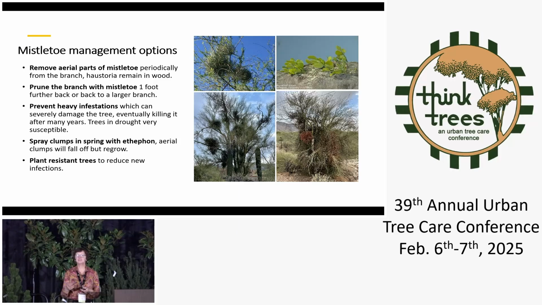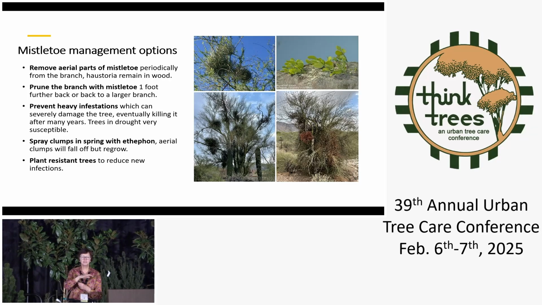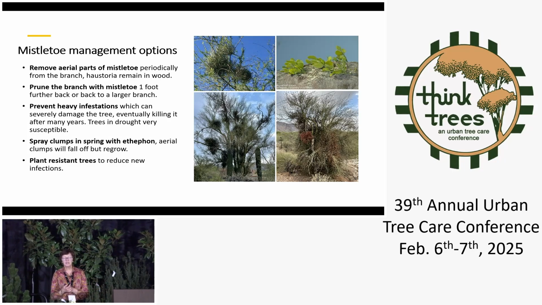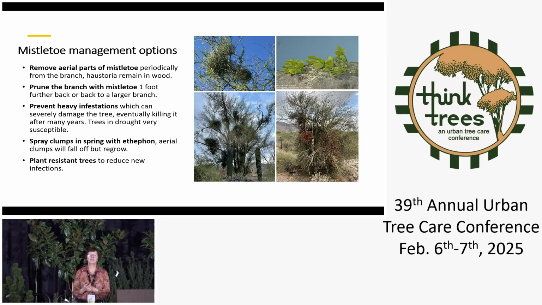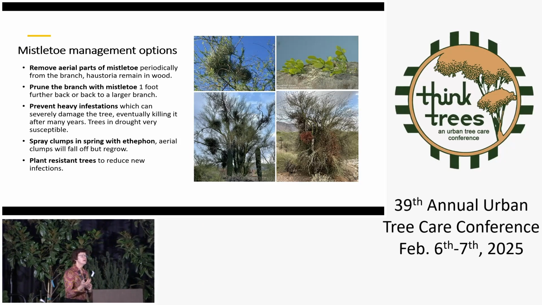If you have a significant growth, prune out the branch about a foot back or to the next branch crotch, so that you get rid of as many of these haustoria. When those shoots are really small, you can just rub them off with a gloved hand. Another way is to spray the clumps with ethephon. That is a growth regulator that causes abscission and causes the shoot to die. But ethephon can also damage some of the other leaves, so that's a little bit more tricky.